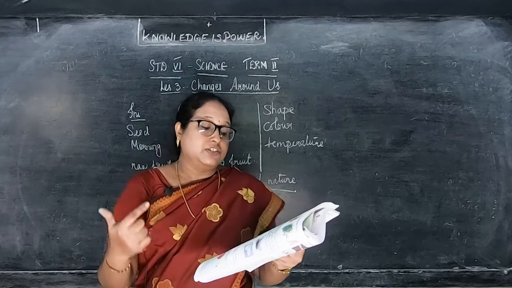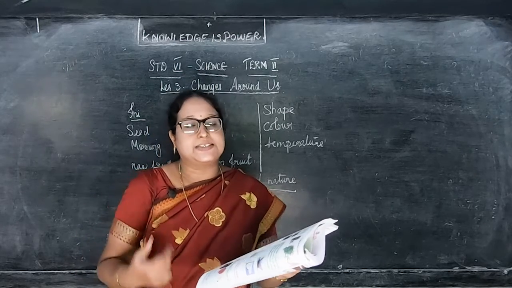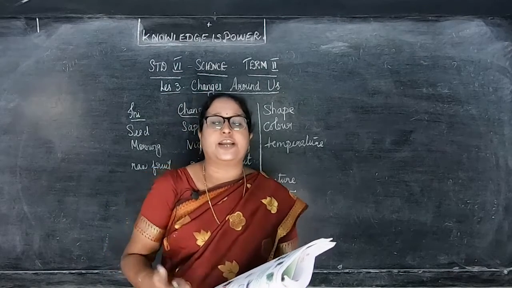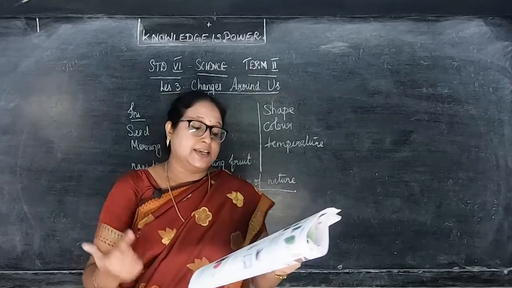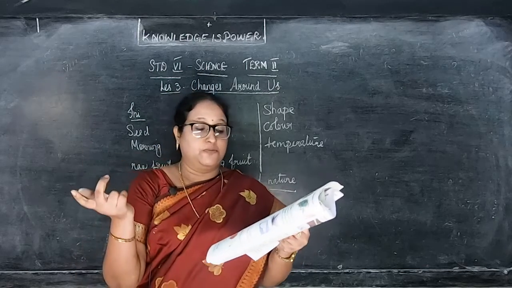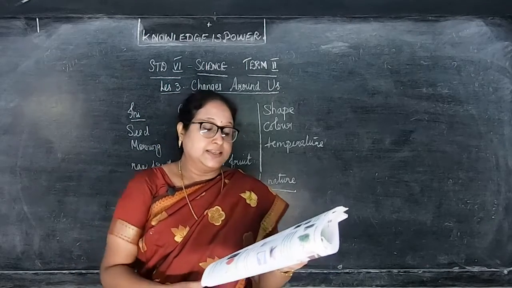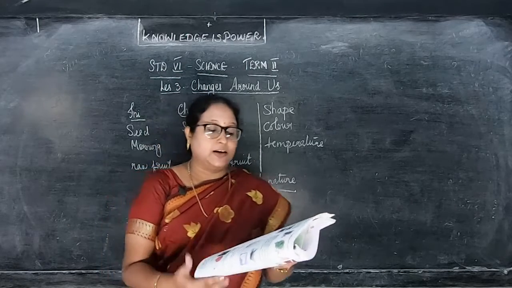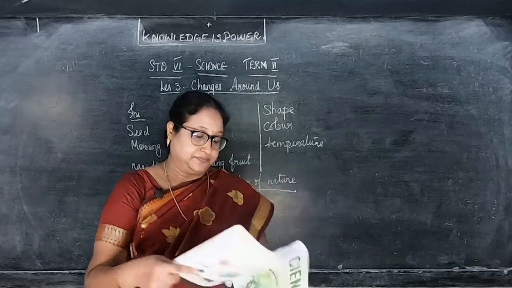Then fast changes, which take place within a short period of time, within seconds or minutes. Fast changes can take place even within a short period of time. This is called a fast change. For this, examples you can give are bursting of a balloon, breaking of glass, bursting of firecrackers and burning of paper. So these are the fast changes.